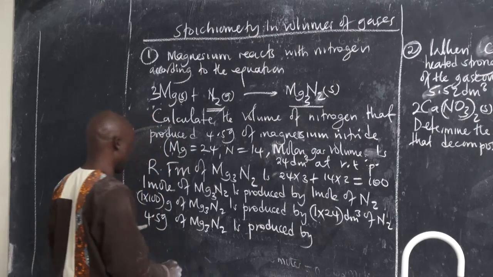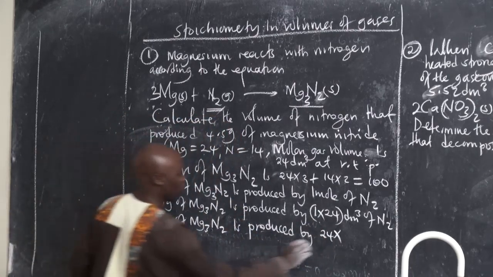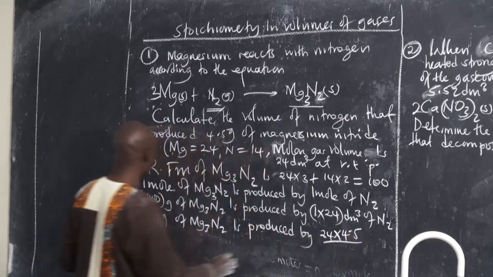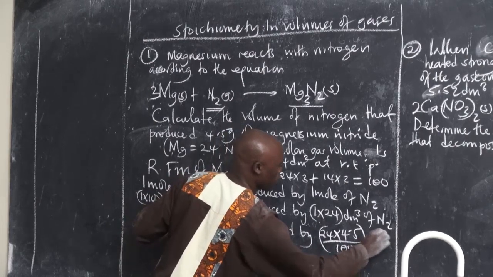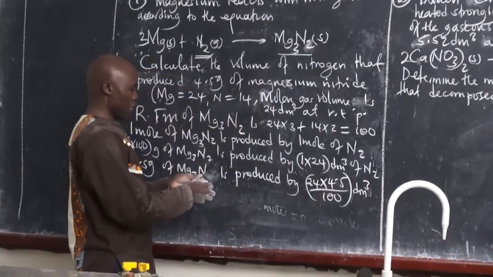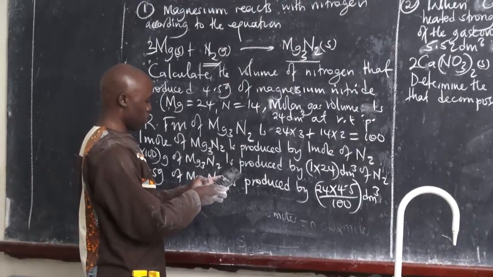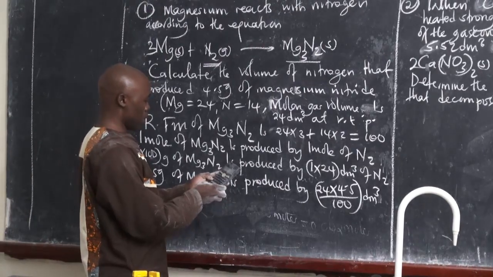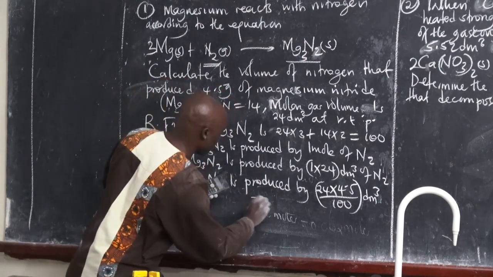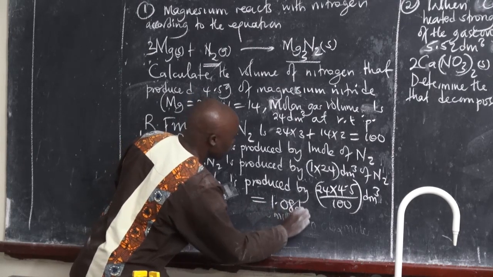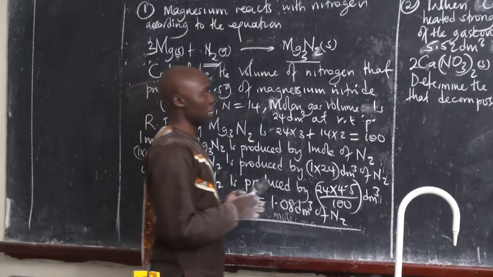Then 4.5 grams of magnesium nitride is produced by, cross multiplying, 24 times 4.5 divided by 100 decimeters cubed. So we punch in that, 24 times 4.5 divided by 100, giving us about 1.08 decimeters cubed of nitrogen. That's how you obtain the volume of that gas.